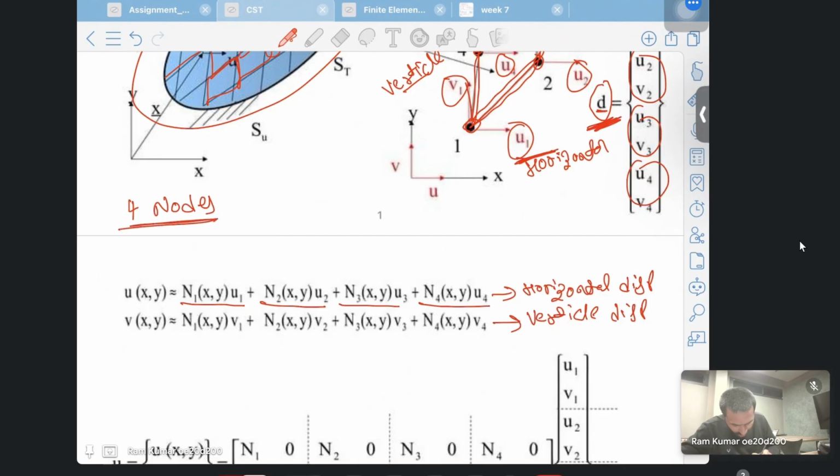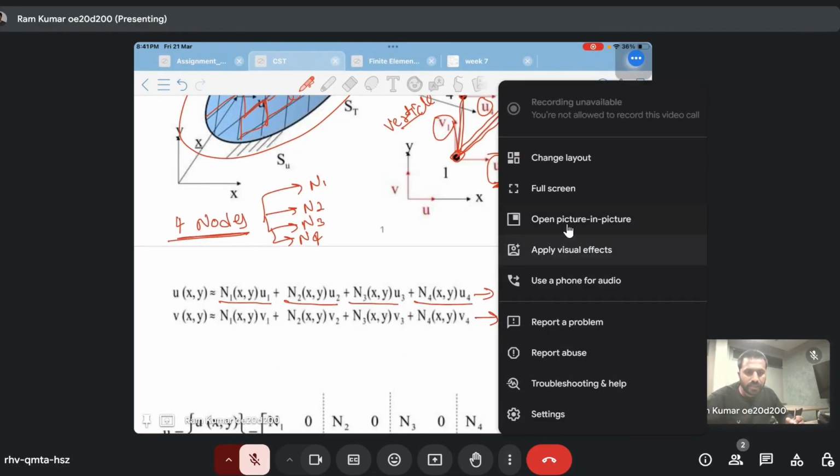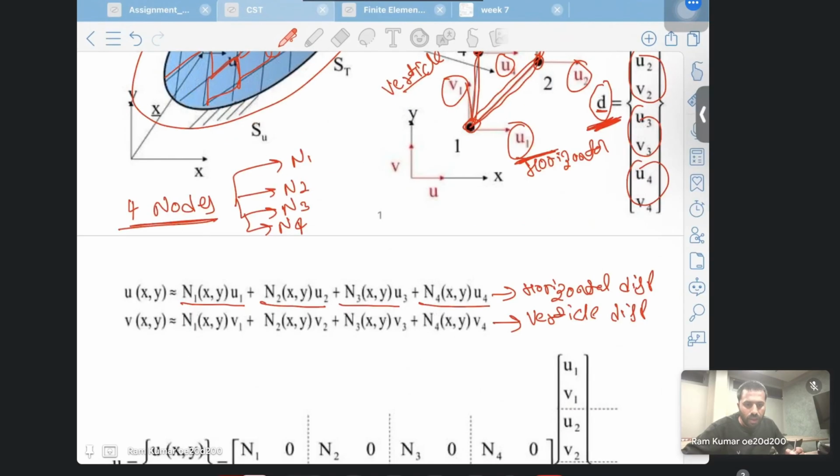Okay, so how many shape functions will we have? 4 shape functions: N1, N2, N3 and N4. So in total we will have 4 shape functions. Now, this is for horizontal displacement, and similarly for vertical.